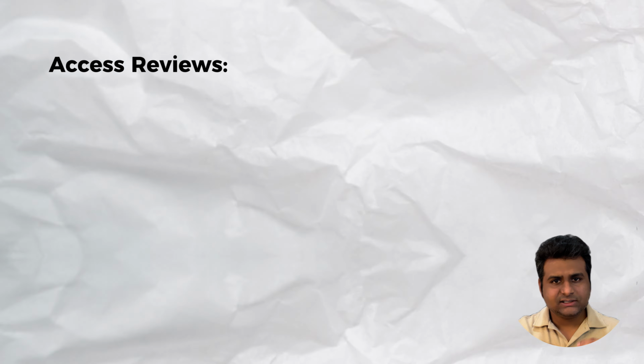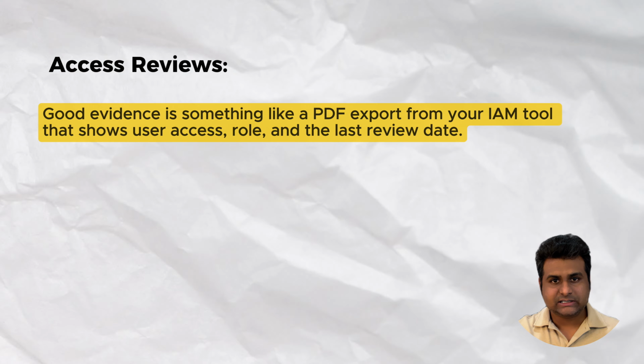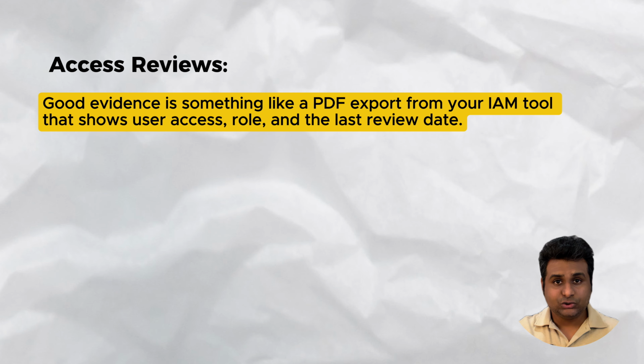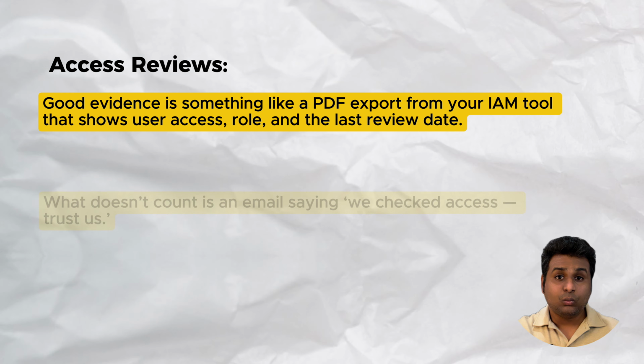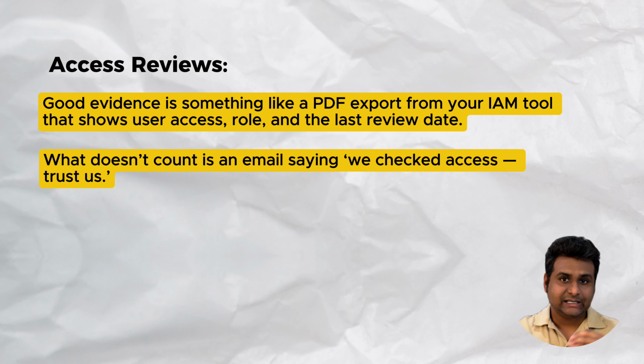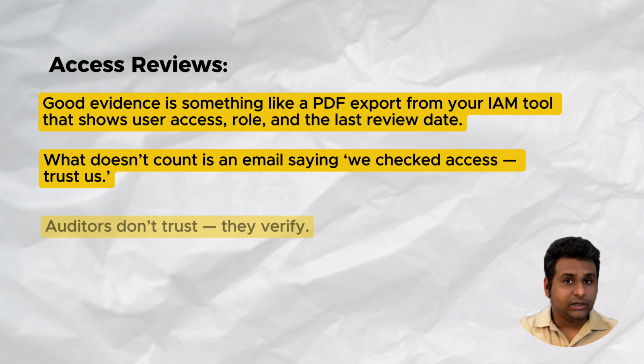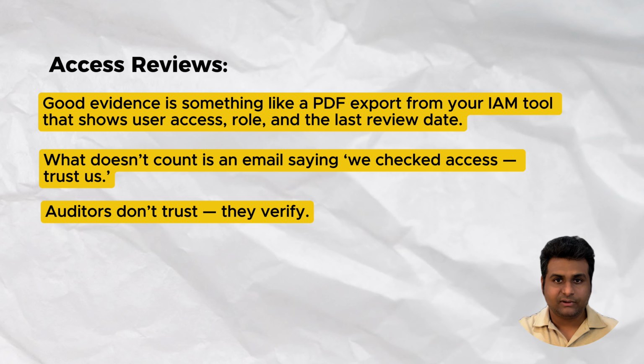Let's walk through some real world examples. Access reviews. Here's what actually counts. Good evidence is something like a PDF export from your IAM tool that shows user access, role, and the last review date. What doesn't count is an email saying, we checked the access, trust us. Auditors don't trust, they verify.